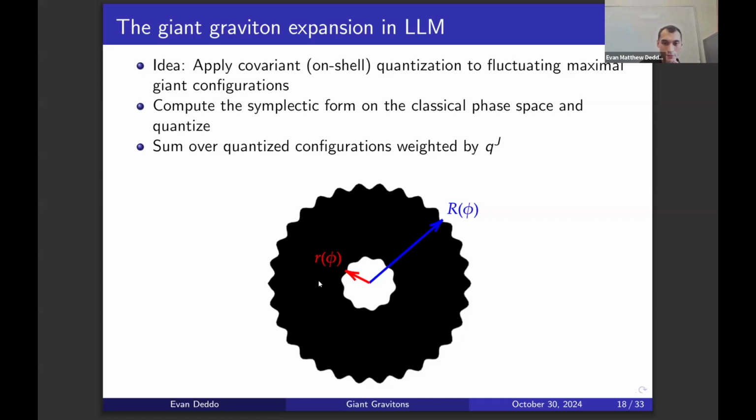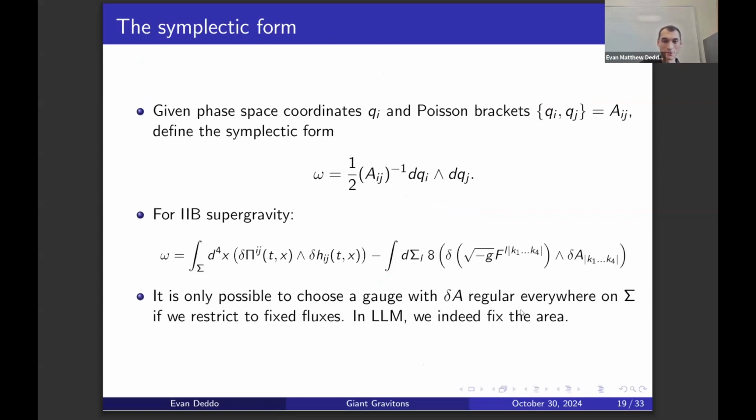So this will be the main approach. Just motivating this idea of quantization, which is called on-shell quantization or covariant quantization, we'll start with just the symplectic form. We know that if we have some phase space with coordinates q_i and Poisson bracket, we have a symplectic form like so.